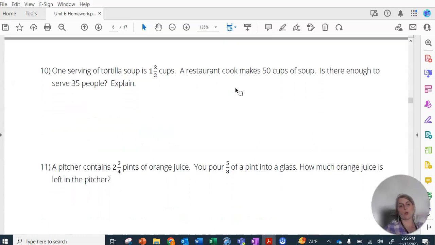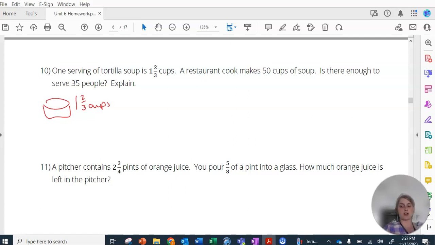Number 10, 1 serving of soup, here's my bowl of soup, is 1 2/3 cups of soup. A restaurant cooks 50 cups. They're like making it in advance so that when someone orders it, they can scoop it out, put it in the bowl, send it to the customer. They need to figure out, oh boy, 35 customers ordered soup. Do we have enough soup?